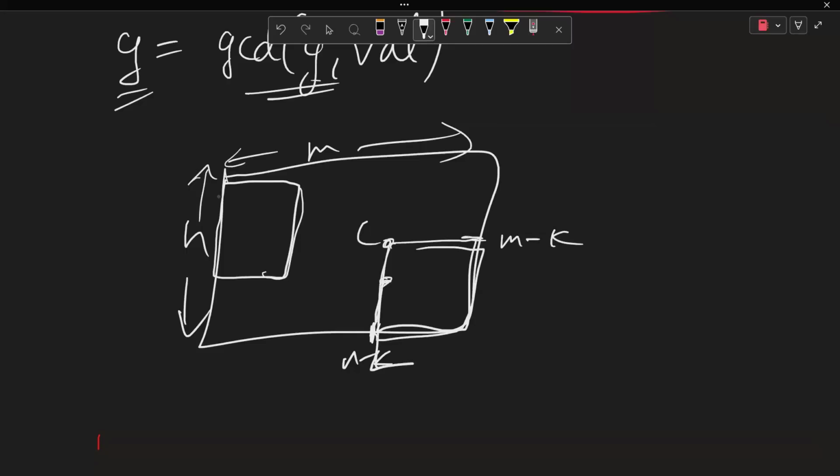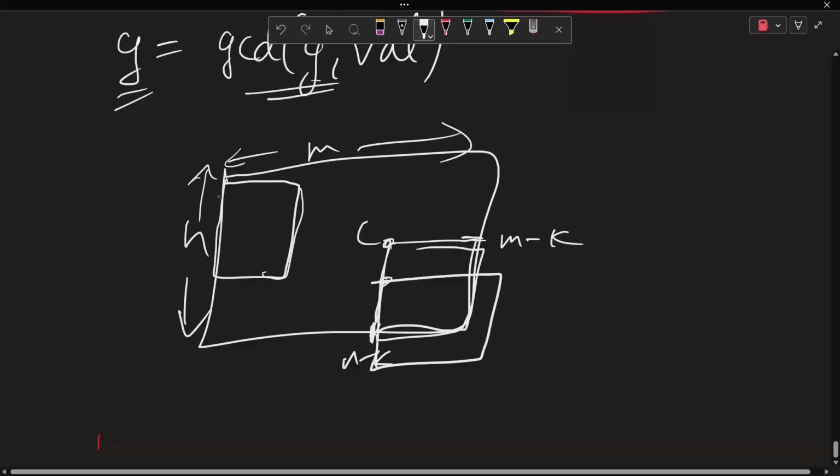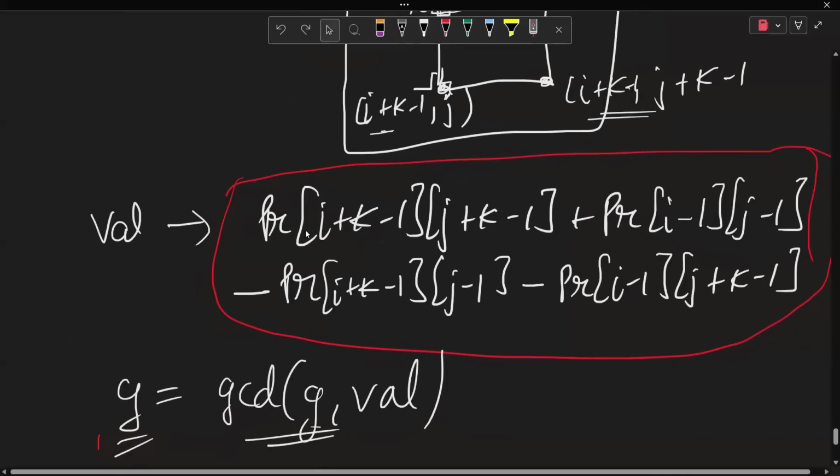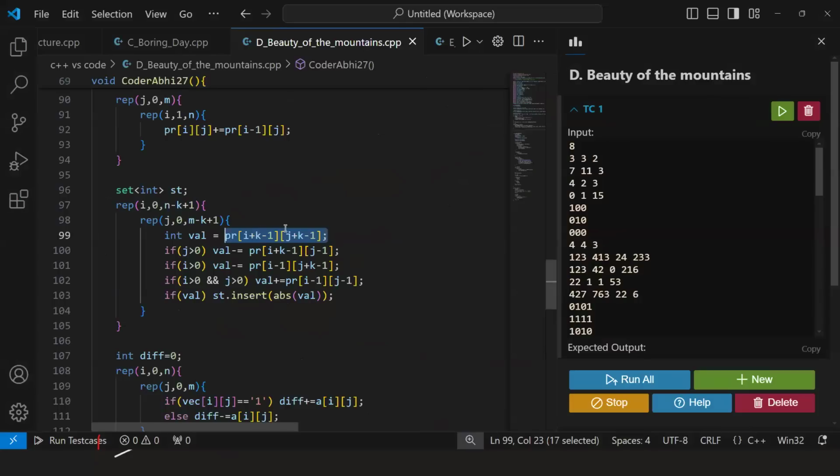If you move here and try to compute this, it would go out of range. So you would run your outer loop only from 0 to n minus k, and 0 to n minus k only. Then you would compute a value. As I told, the formula I had written: prefix[i+k-1][j+k-1]. We included that, and also i+k-1, j-1.